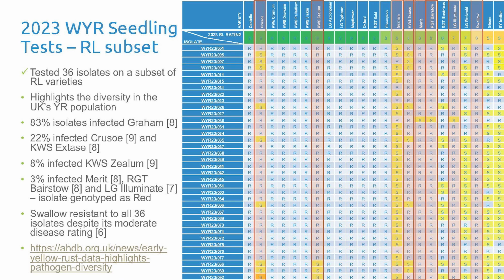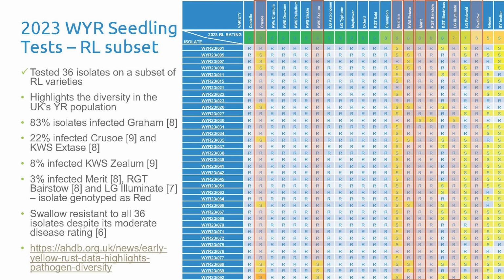And 3% infected Merit, RGT Barstow and LG Illuminate. So 3%, that's just one isolate, but it was quite interesting that that one isolate was able to overcome the resistance of those 3 RL varieties. And that isolate was genotyped as red. And lastly, Swallow was resistant to all 36 isolates.